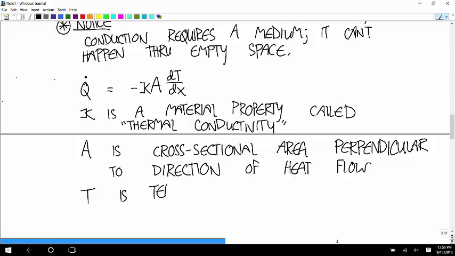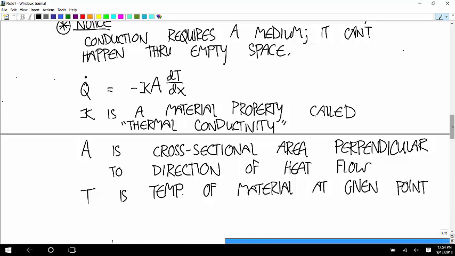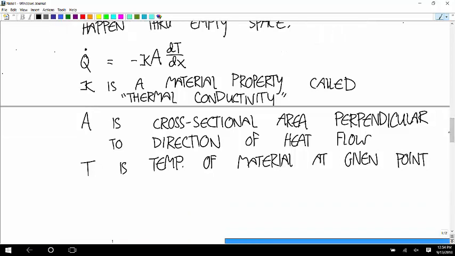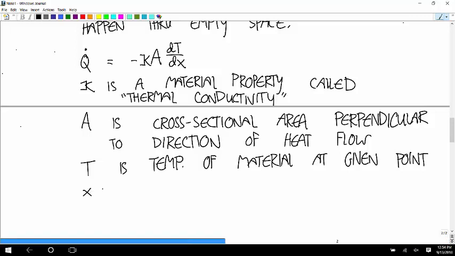T is the temperature of the material at a given point. So that temperature is a function of location. You know, a material can have different temperatures all through it. And then x is the location along the line of heat flow.